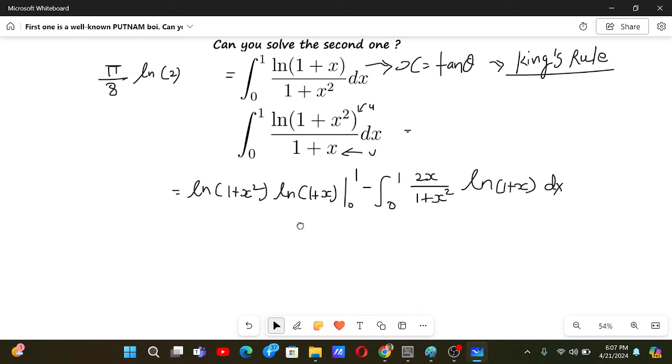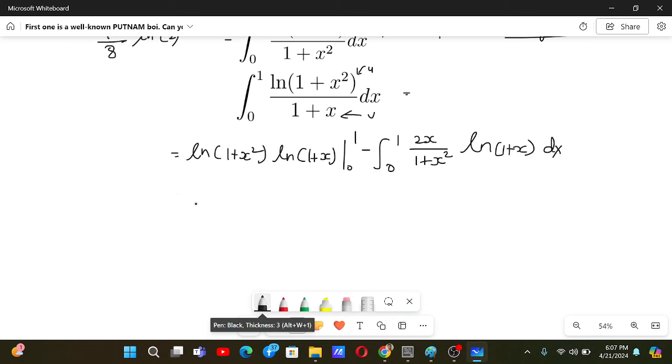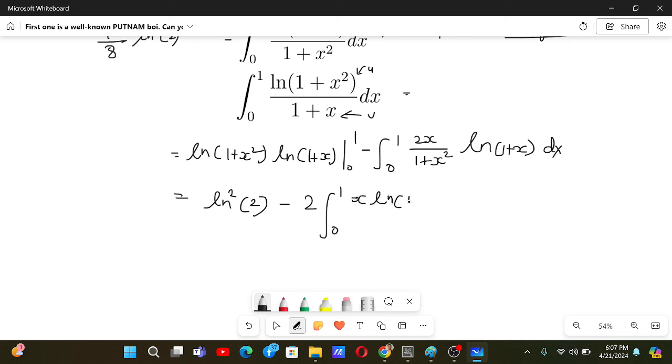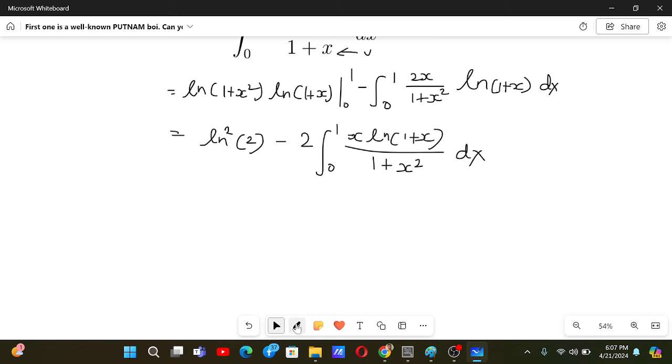Now how do we proceed further? If we evaluate this at 1, this will just be ln square of 2 minus 0. And over here this is minus 2 times integral from 0 to 1 of x ln of 1 plus x by 1 plus x square dx. Okay, now what's next? What do you think is the next step that we can take?